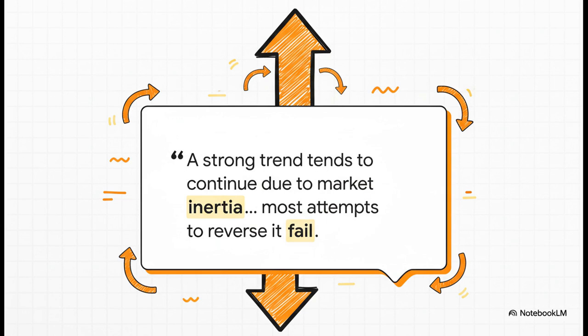And that really brings us to the most important takeaway of all. Why does any of this matter? It's because of inertia. A market in motion tends to stay in motion. Most attempts to fight a strong trend are gonna fail. They just become little pauses or pullbacks before the trend takes off again. The highest probability play is always to follow the trend.